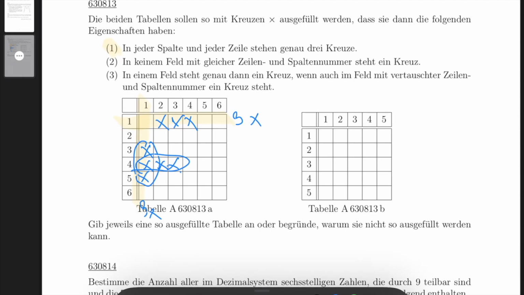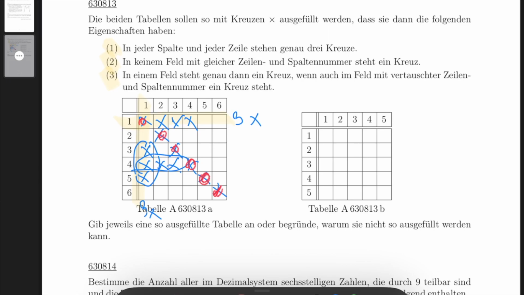The second rule told us that this one says there is no cross here. So this one actually is forbidden. Don't use this cross, the same number in the same row and column. There is no cross.